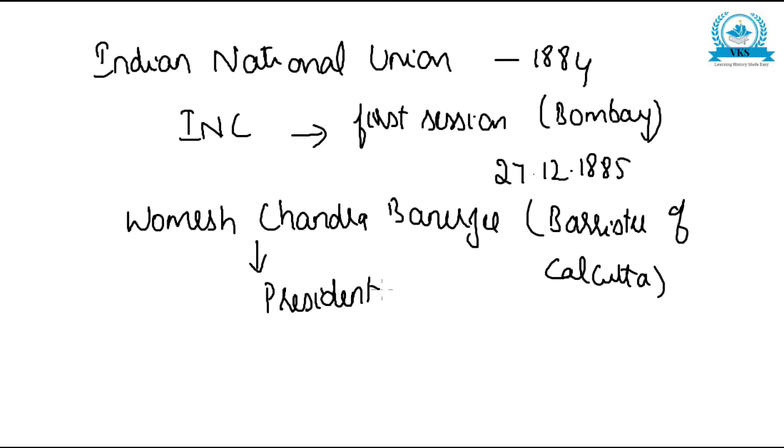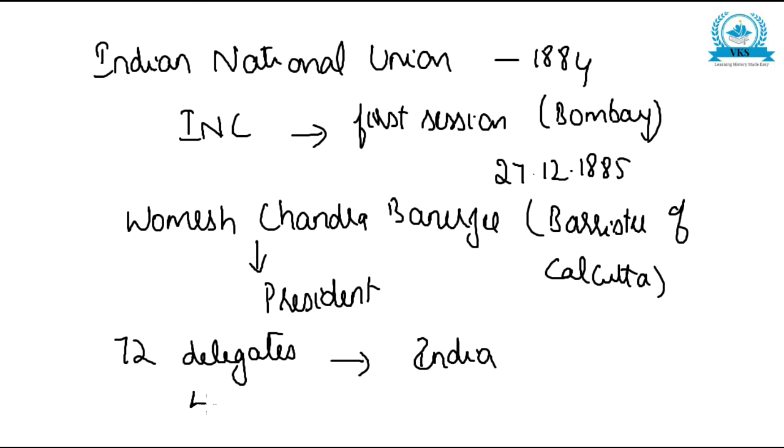In the first session, which was held in Bombay, 72 delegates from different parts of India attended the meeting, and 4 of them out of the 72 were from Karnataka.